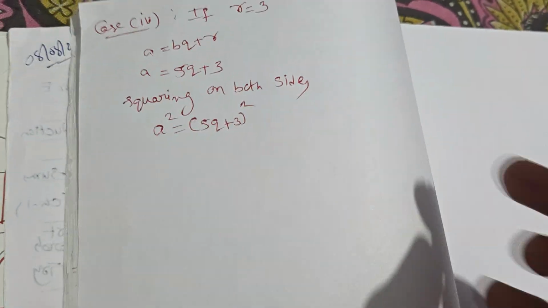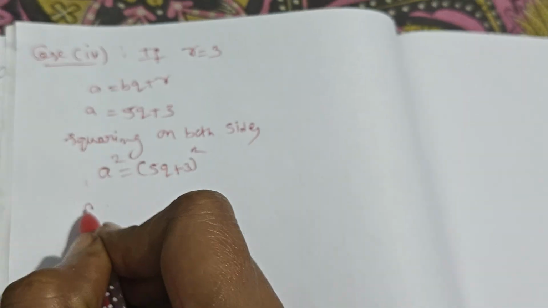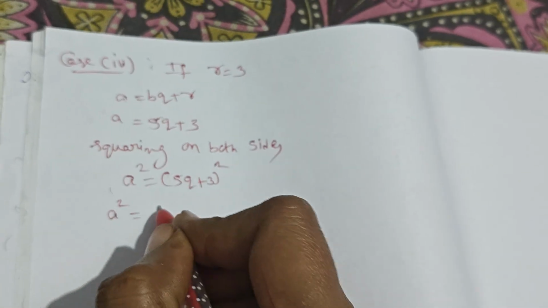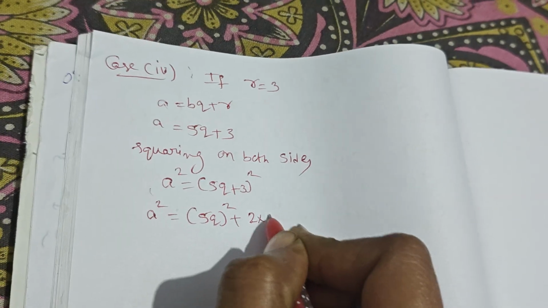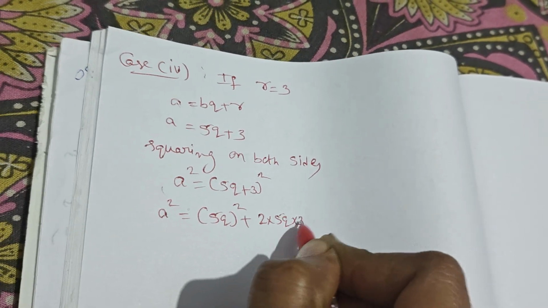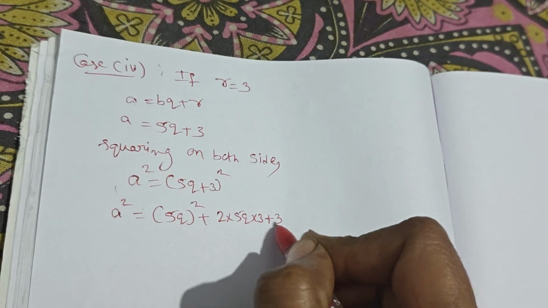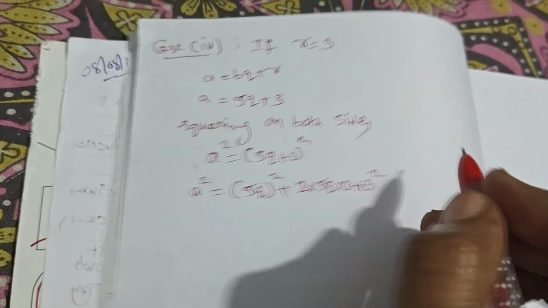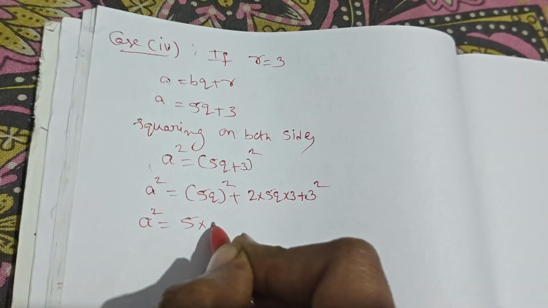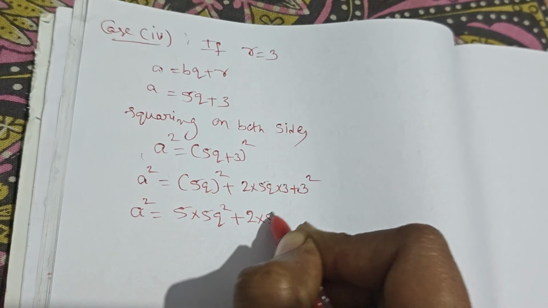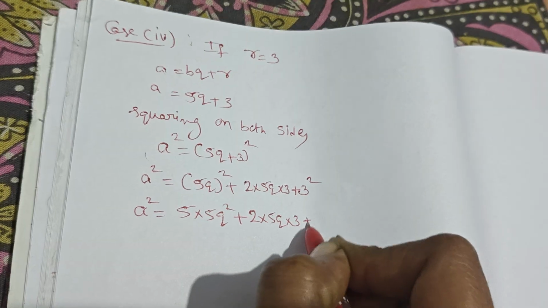a square plus 2ab plus b square. So I will take this formula. a square equals (5q) whole square plus 2 into 5q into 3 plus 3 square. Now here, a square means 5 into 5q square, plus 2 into 5q into 3, plus 9.